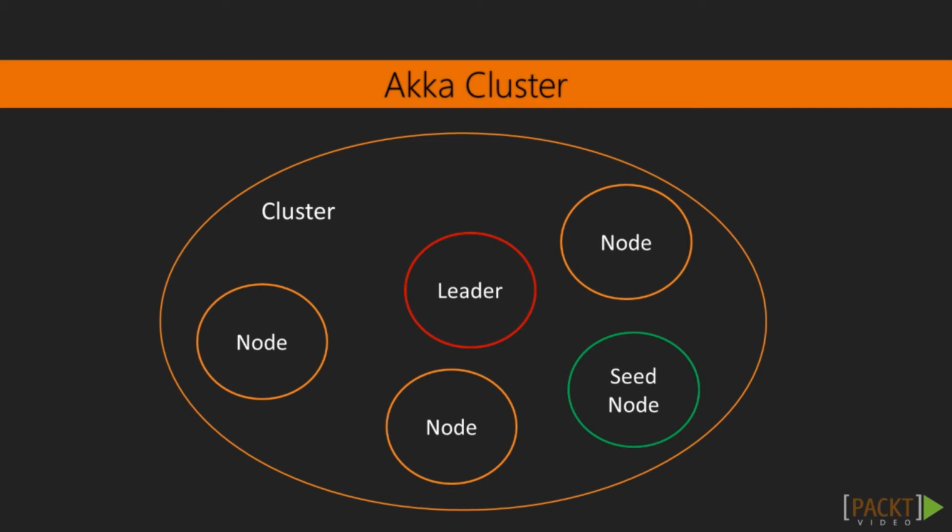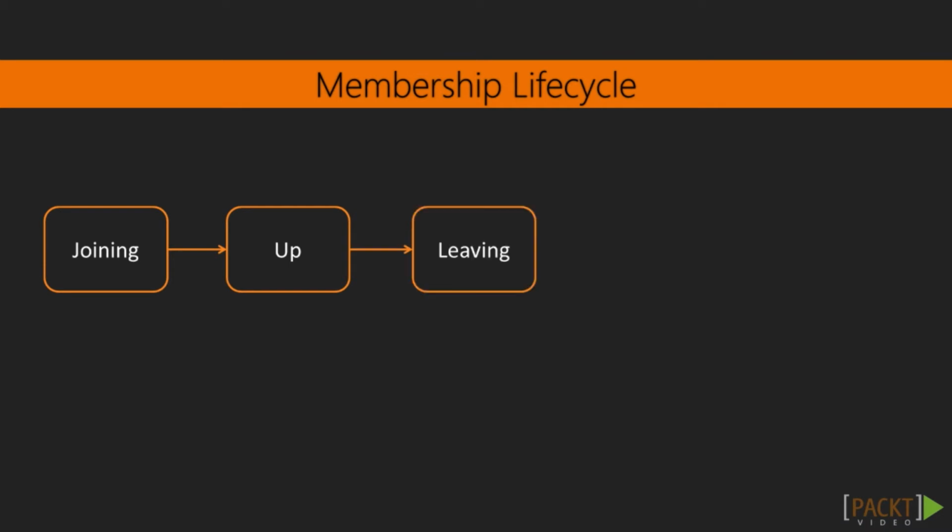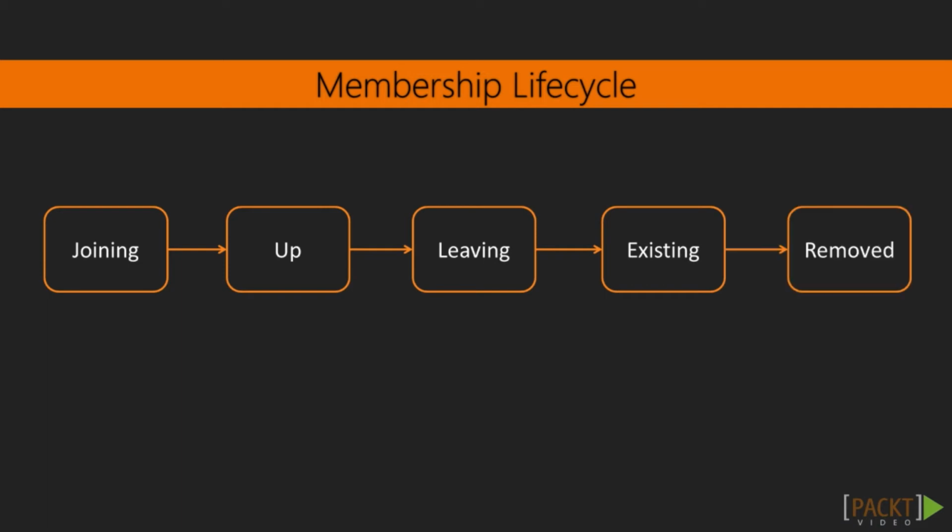Now, let's discuss the membership lifecycle. The node begins with the joining state. Once all nodes have seen that the new node is joining through the gossip protocol, the leader will set the node to up. If the node is leaving the cluster safely, it switches to the leaving state. Once the leader sees the node in the leaving state, the leader will set the node to the exiting state. Once all nodes see the exiting state, the leader will remove the node from the cluster and mark it as removed.